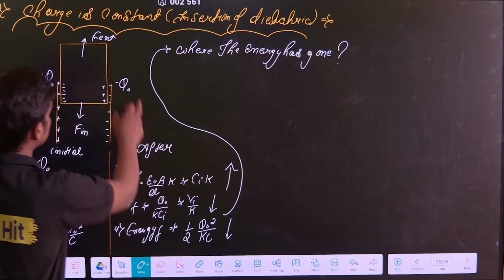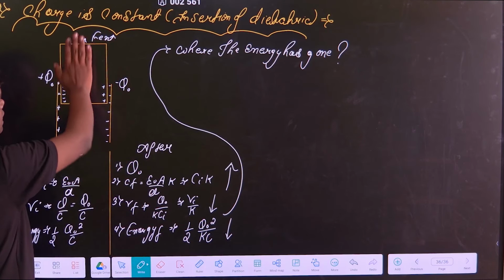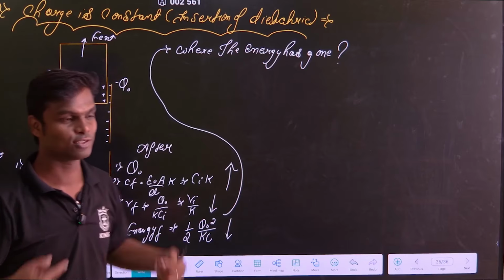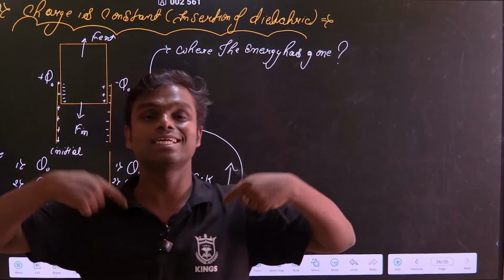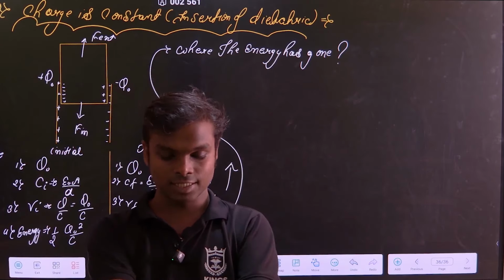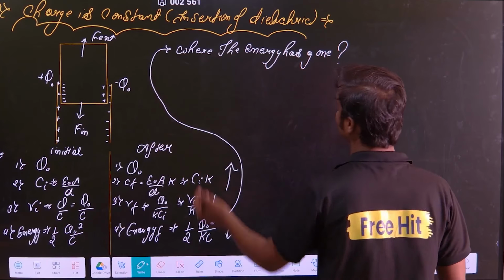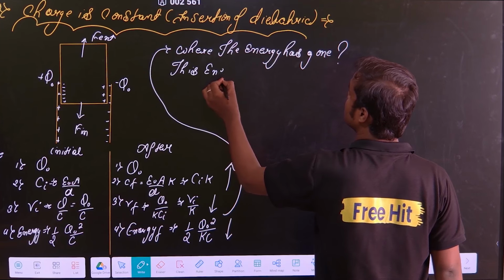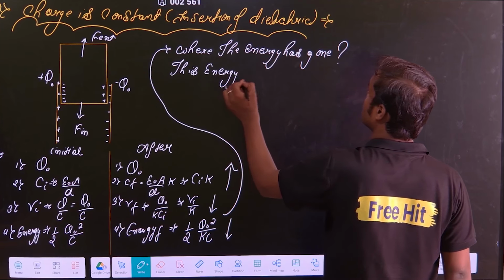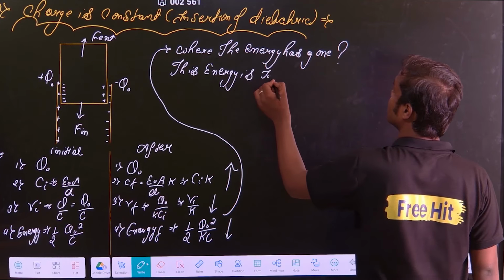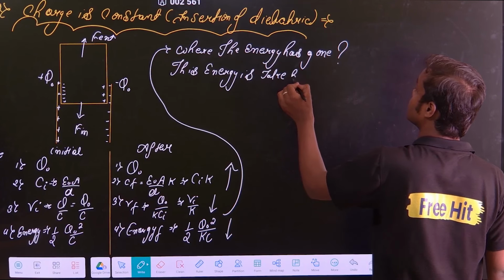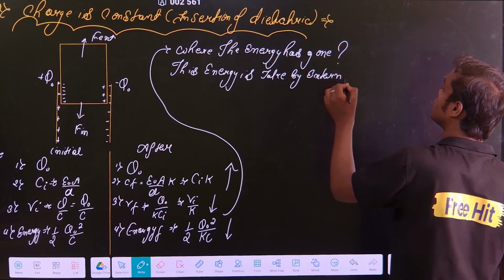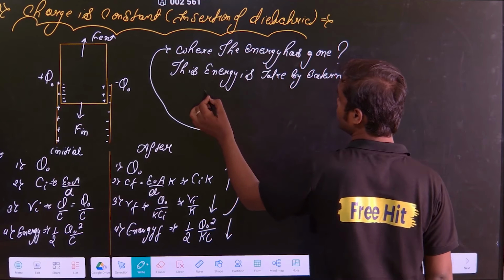If you see, the external agent is doing negative work. The displacement is in this direction, but the force is in this direction. So that energy has been taken by the external agent. This energy is taken by the external agent. It will be stored in the form of potential energy in the external agent.